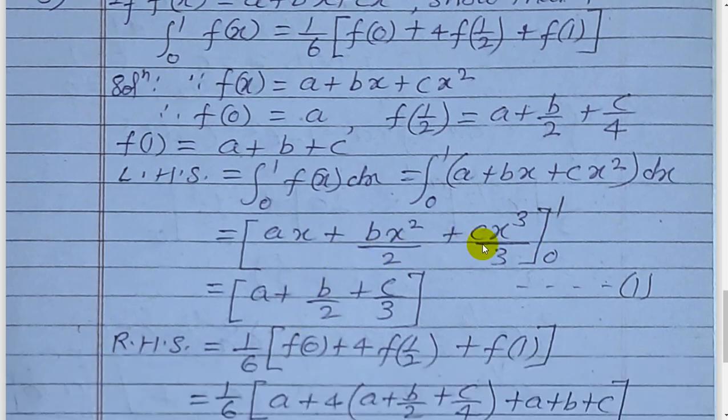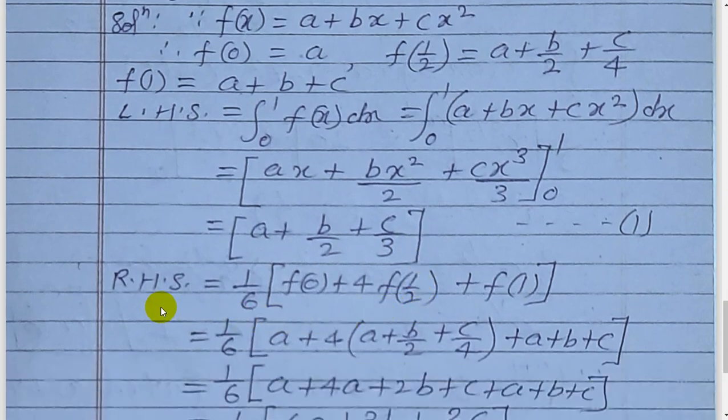Now taking the limit. If we put x equal to 1 for each, we get a into 1, that is a, plus b into 1 square upon 2, that is b by 2, plus c into 1 cube upon 3, that is c upon 3. Taking the lower limit for each term, we get a into 0 plus b into 0 plus c into 0, that is each will be 0, so no need to write here 0 0 0. So we have LHS a plus b upon 2 plus c upon 3. Let it be equation number 1. So we get LHS in terms of a, b and c.